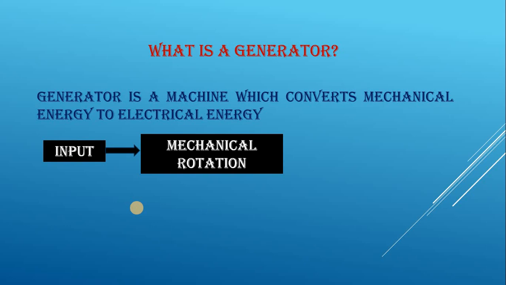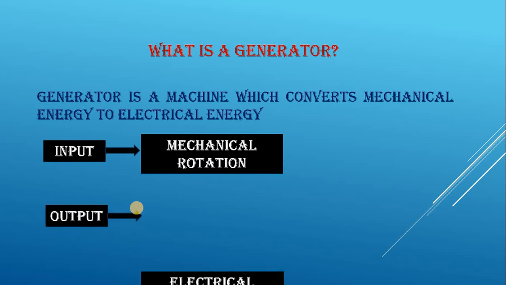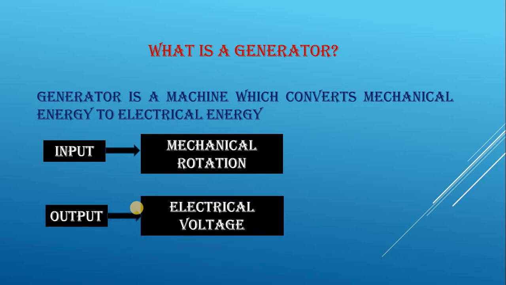So what is the output of the generator? The output of the generator is electrical voltage. So generator is an electrical machine which converts mechanical energy to electrical energy. Input given to a generator is mechanical rotation and output of the generator is electrical voltage.